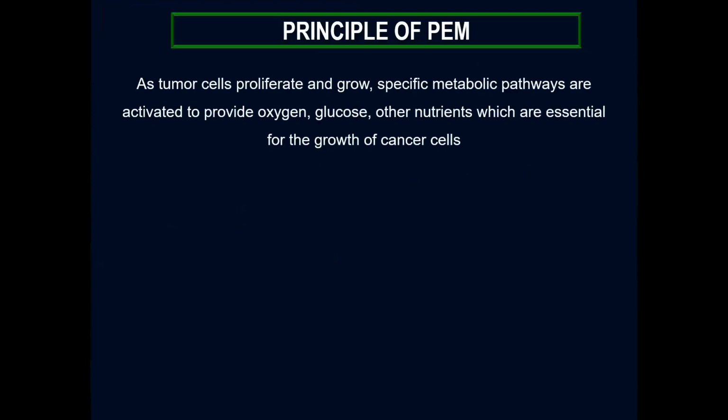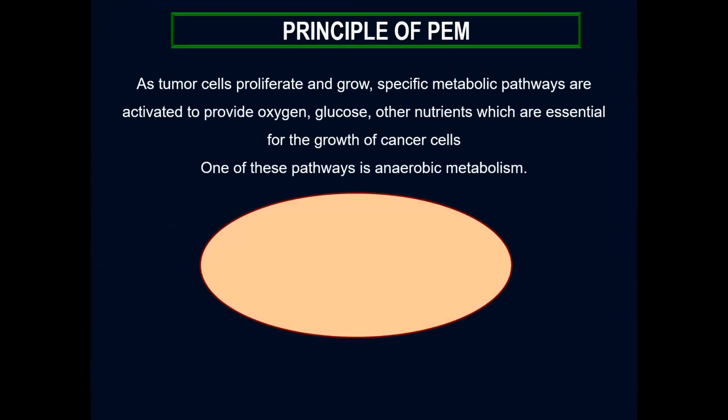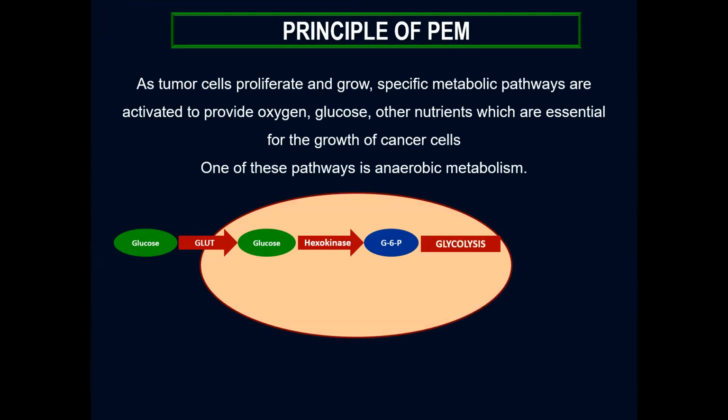As tumor cells proliferate and grow, specific metabolic pathways are activated to provide oxygen, glucose, and other nutrients, which are essential for the growth of cancer cells. One of these pathways is the anaerobic metabolism. The glucose is taken up by the cells by the glucose transporter, and inside the cell, it is subjected to hexokinase, which changes it into glucose 6-phosphate, which undergoes glycolysis in the anaerobic pathway.